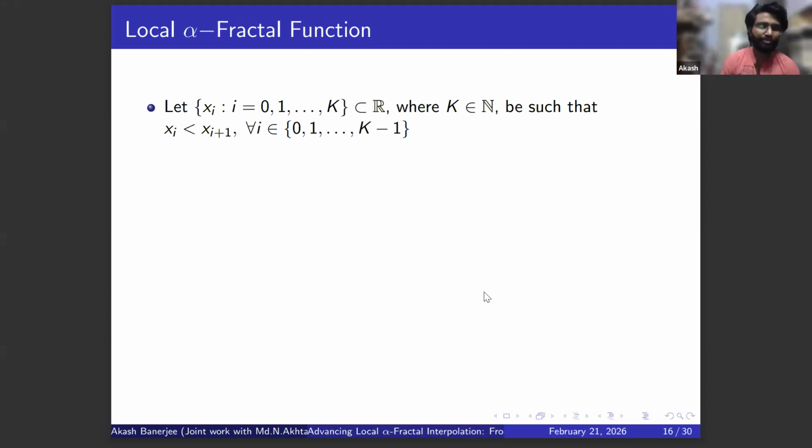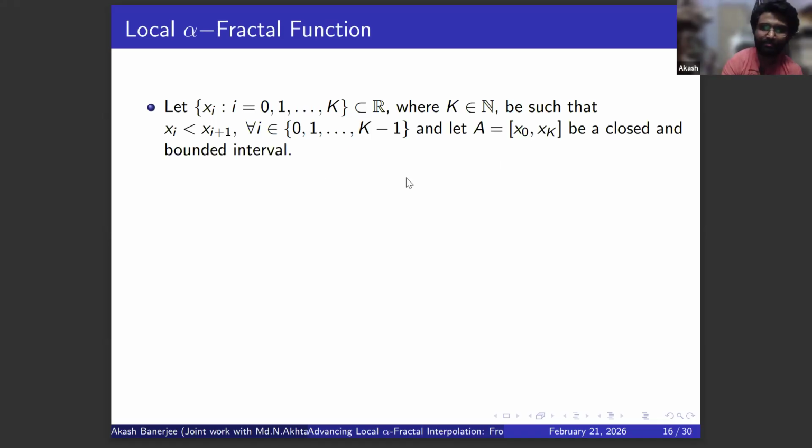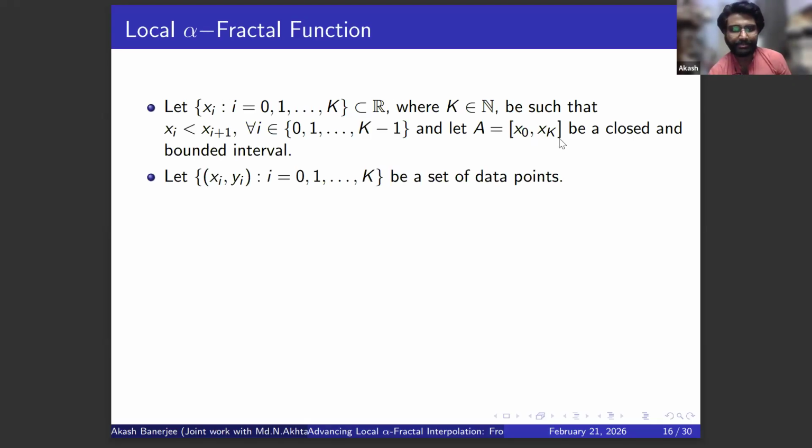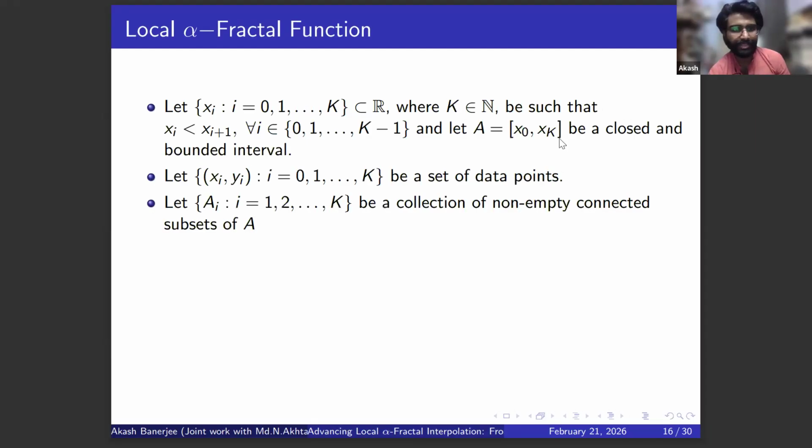Now we come to the construction of local fractal functions. Here we have taken the interval [t0, tn] and partitioned it into these bounded intervals [x0, xk], and we have taken some data set (xi, yi), and let capital A_i be a collection of non-empty connected subsets of A that we need.